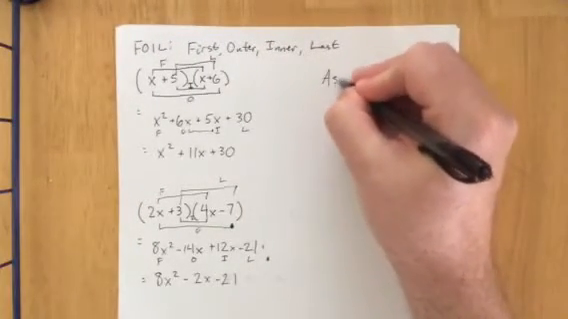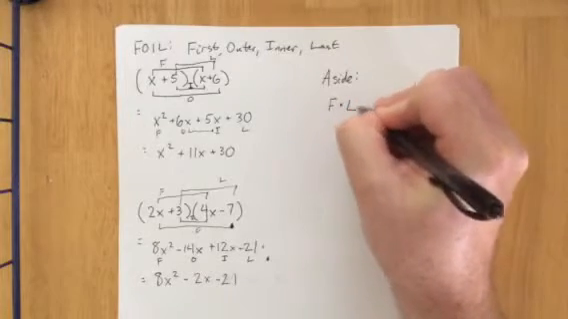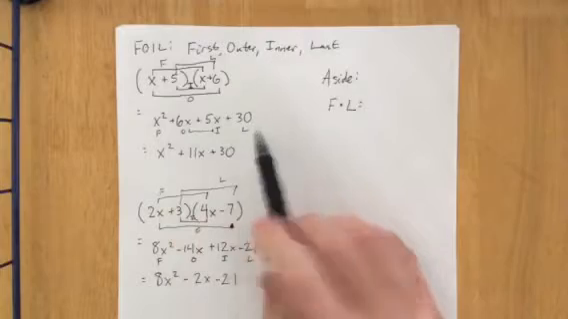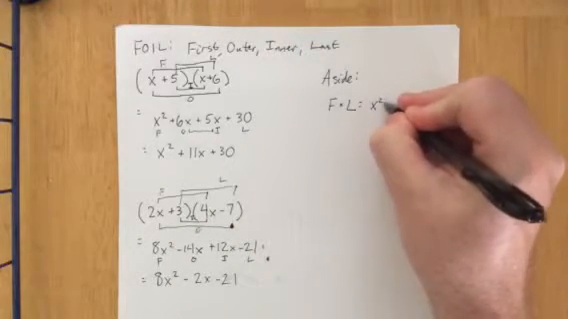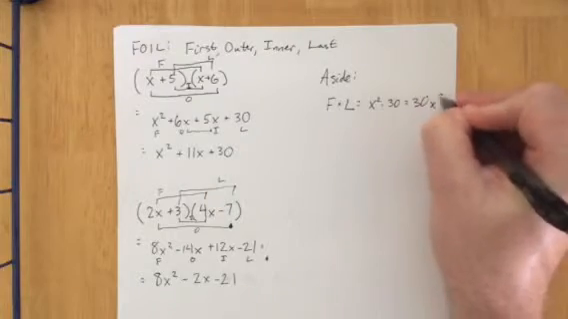as an aside, my observation, I'm going to multiply first times last. First times last in this case would be x squared times 30. Not a lot we can do with that. That would be 30x squared.